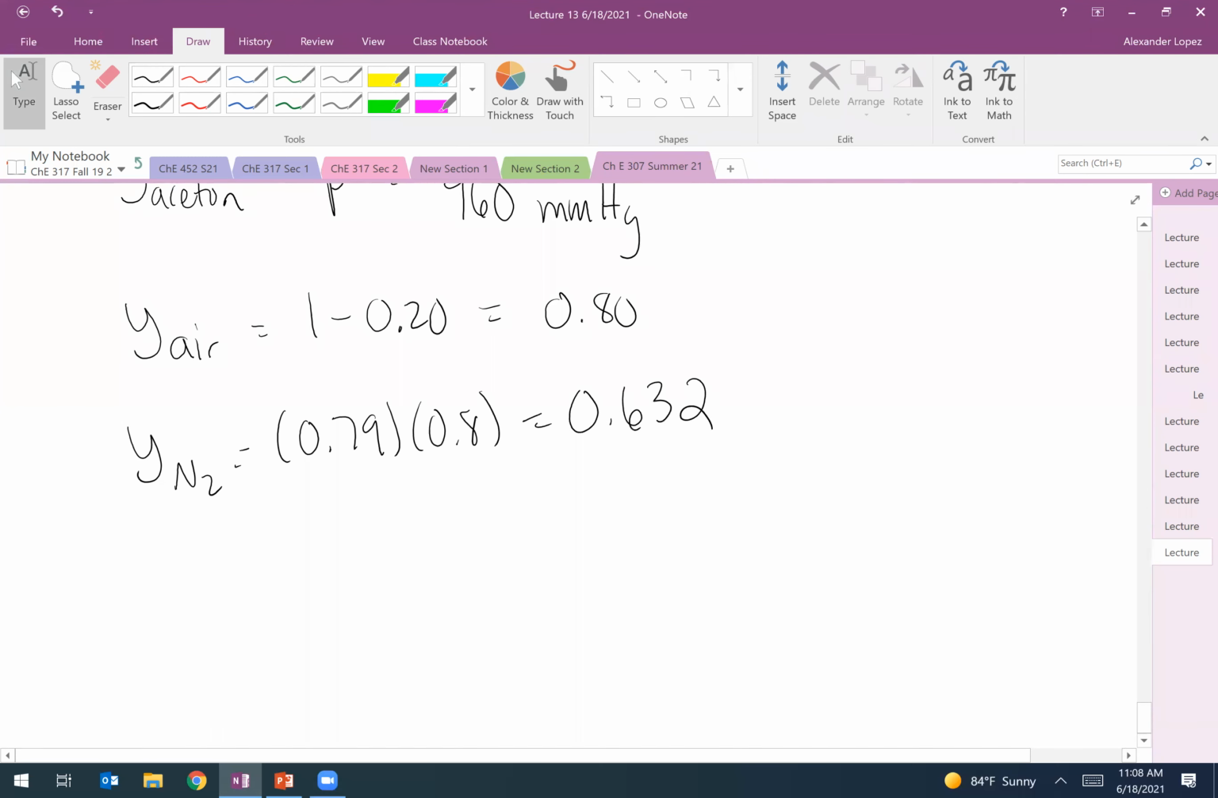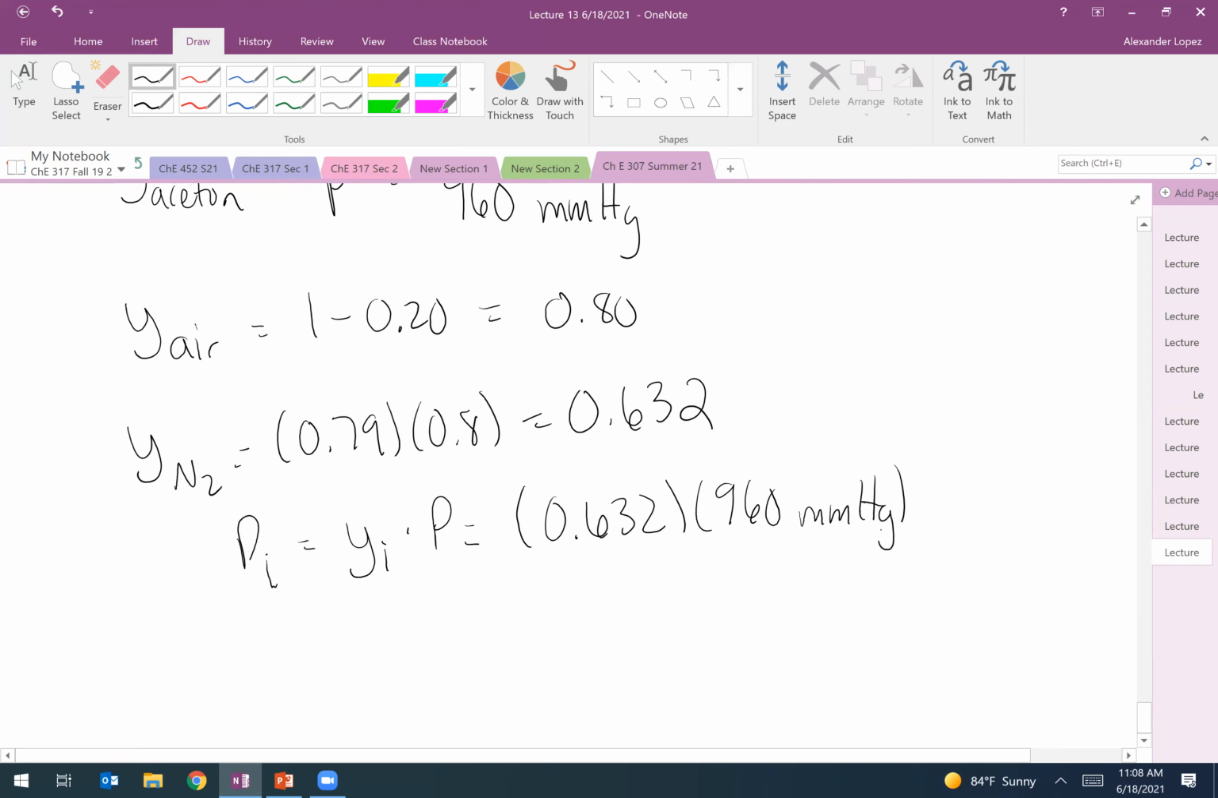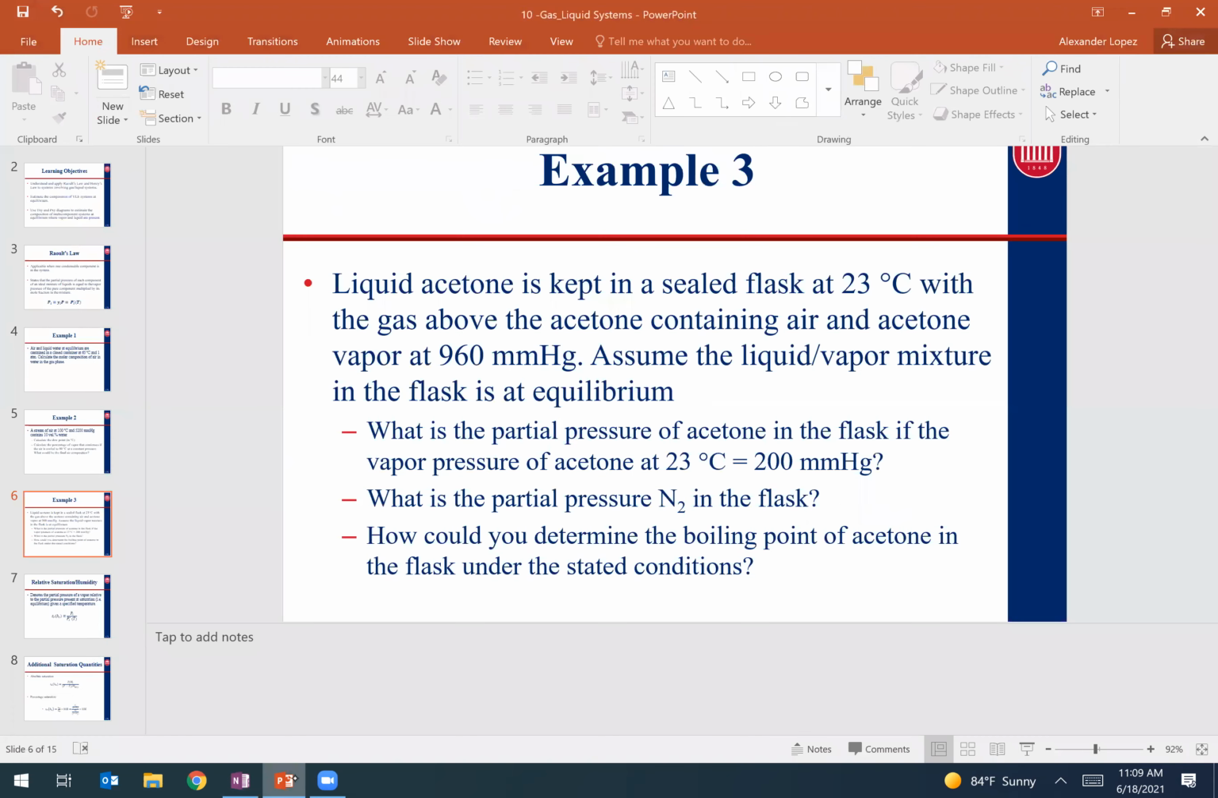And therefore, going back to Raoult's law, P sub i is equal to y sub i times P, or 0.632 times 960 millimeters of mercury. And so my partial pressure of nitrogen is 606.7 millimeters of mercury. All right. The last part of the question: how could you determine the boiling point of acetone in the flask under the stated conditions?